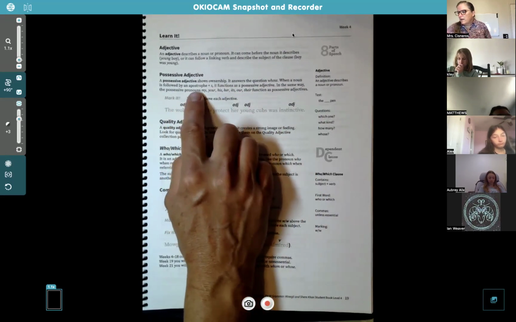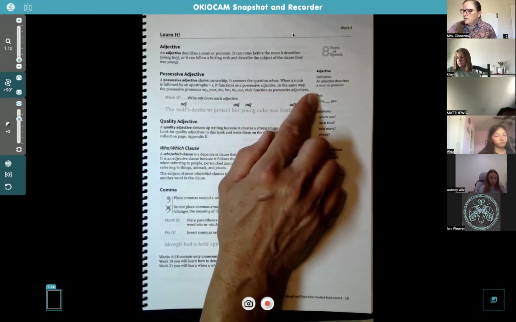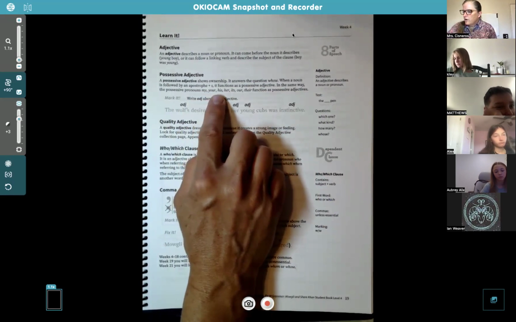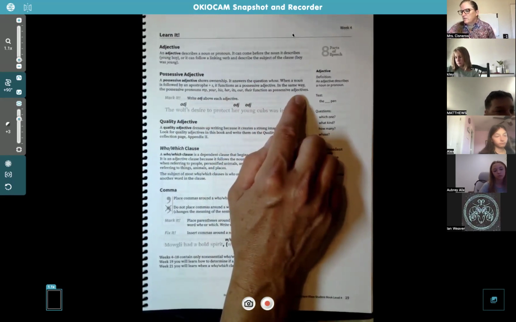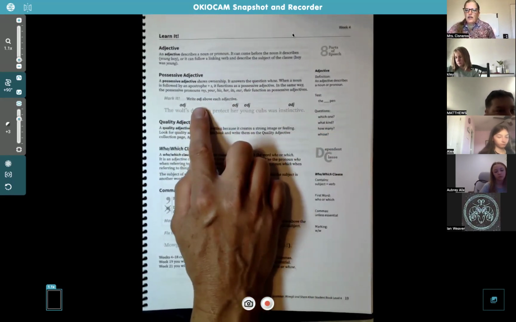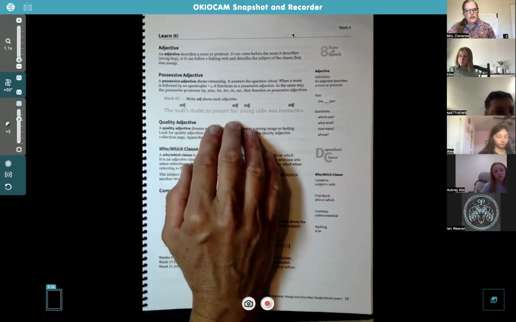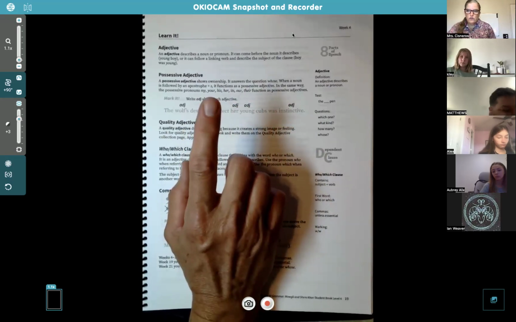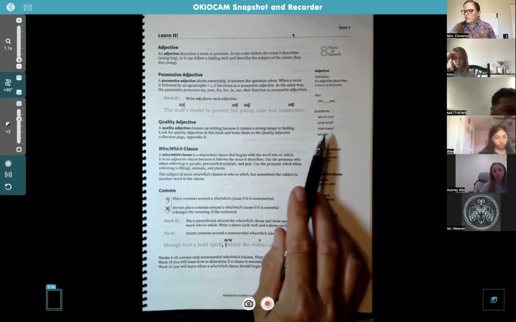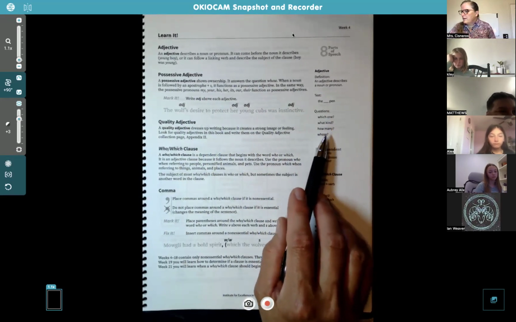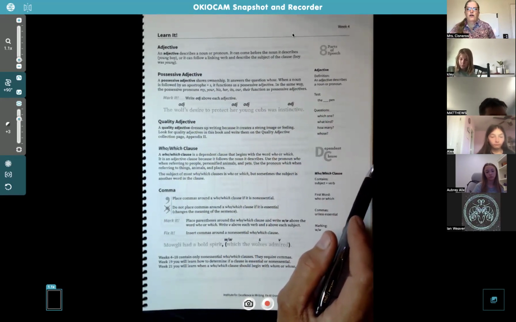When a noun is followed by an apostrophe plus an S, it functions as a possessive adjective. In the same way, the possessive pronouns my, your, his, her, its, our, their function as possessive adjectives. So all you're going to do is look for that and mark it with an ADJ for adjective. And the easiest way to do this is to find the noun first, because those are super easy to spot. When you find the noun, look at these questions over here in the margin of this page. It says which one, what kind, how many, or whose. If you think about those questions about the noun, that will help you find the adjective.